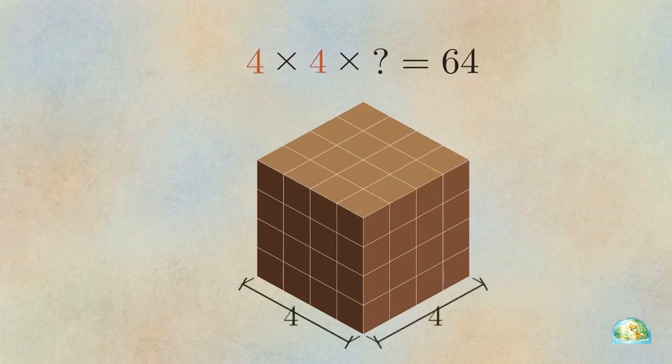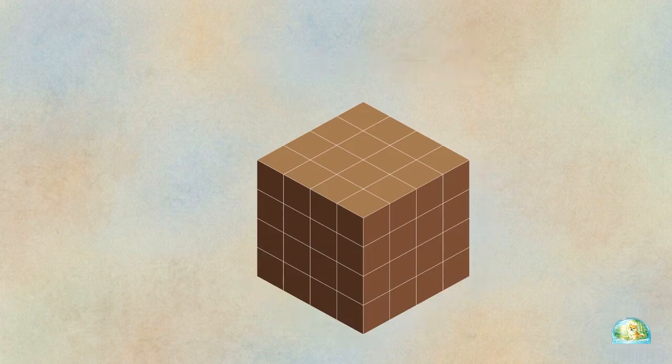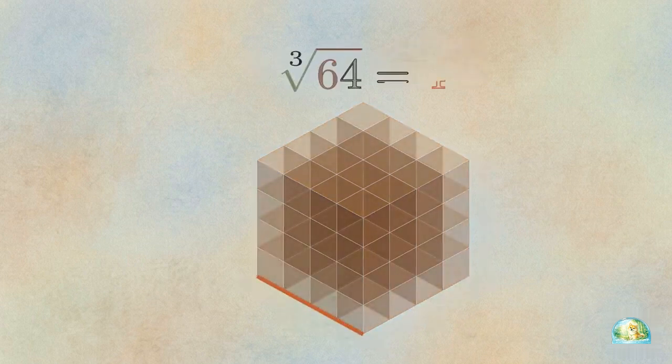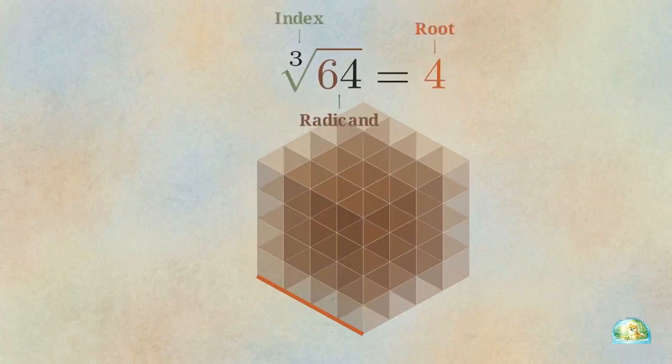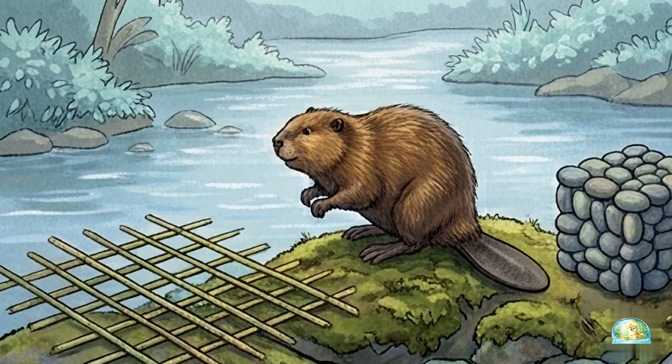Let's verify. A length of 4 times a width of 4 times a height of 4 equals exactly 64. Therefore, the cube root of 64 is 4. Cube roots function with the exact same logic as square roots. They simply expand the concept from a flat area to a volume.